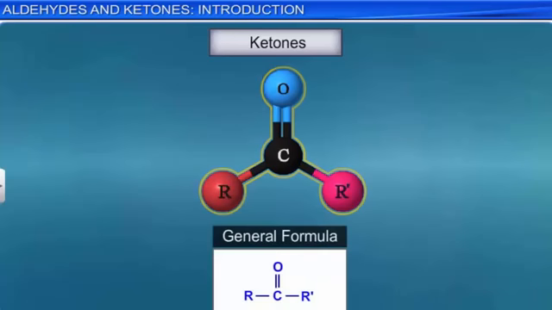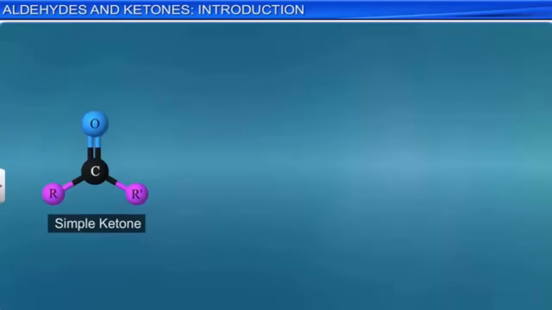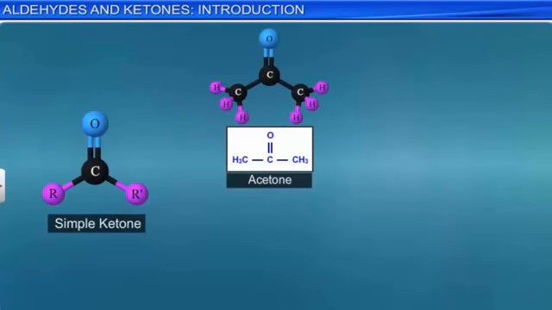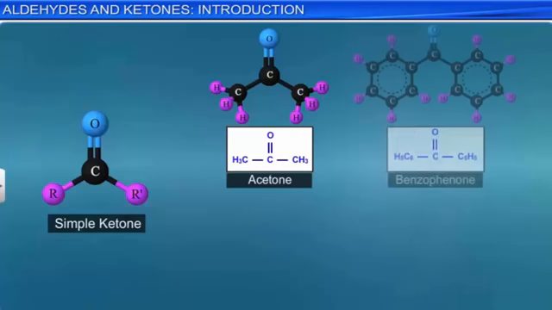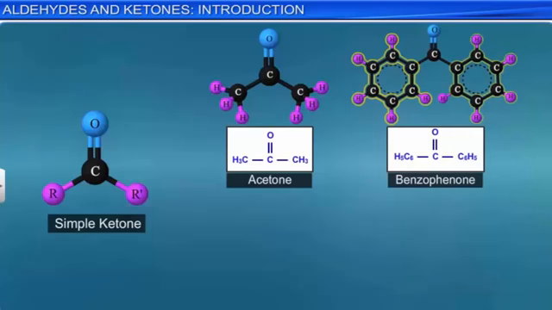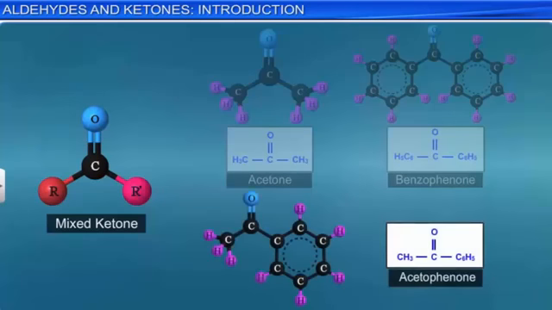For example, acetone represents a simple ketone where both R and R' are the same. That is, CH3. Benzophenone, where both R and R' are C6H5, also represents a simple ketone. On the other hand, acetophenone, where R is a methyl group and R' is a phenyl group, represents a mixed ketone.